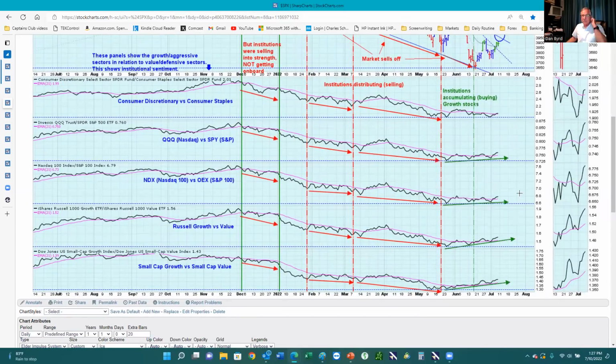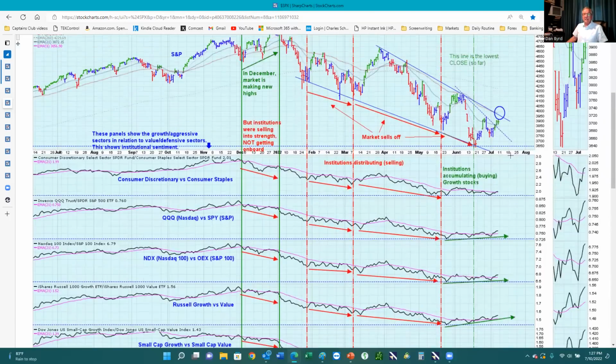Now, I took the green arrow off of the discretionary versus staples because it stopped making a higher low like the other ones did. It's higher low, higher low, higher low. But this one came down and touched its previous low, so it wasn't making a higher low here. So I took the green arrow off of it, but it didn't go below its previous low, and then it started coming back up. So we are still in a mode where the market wants to go higher.